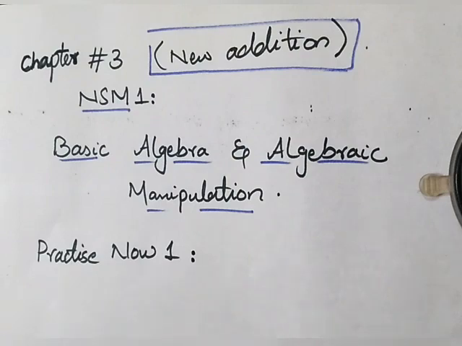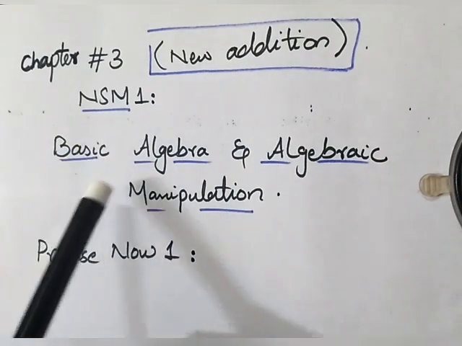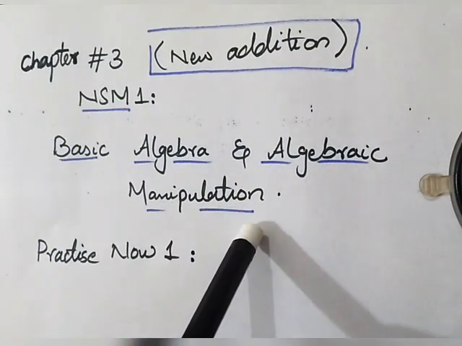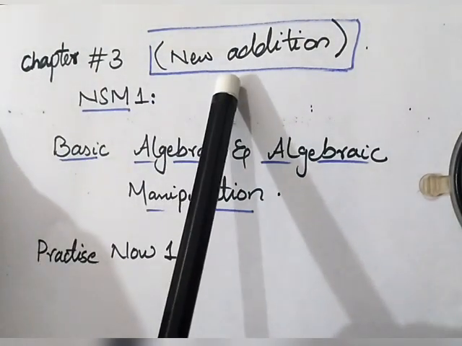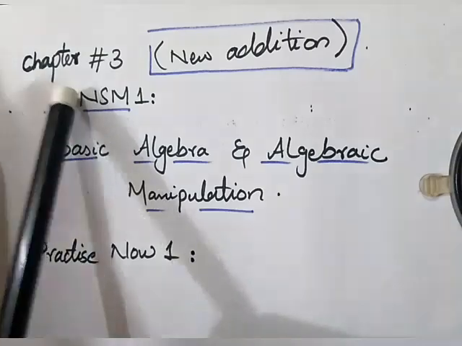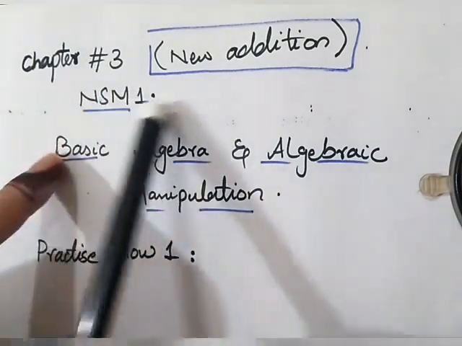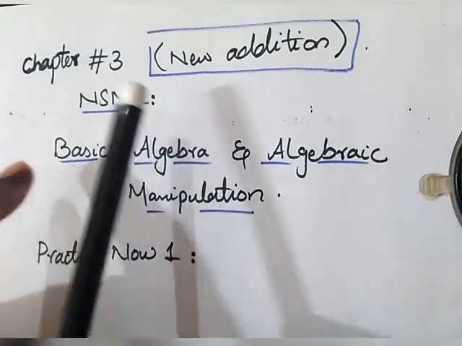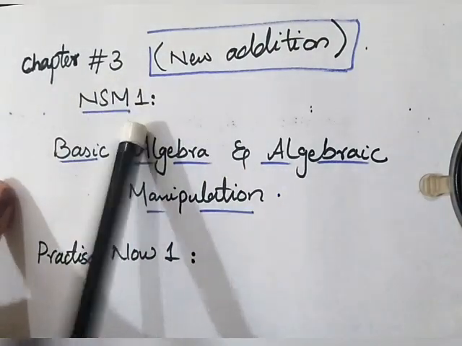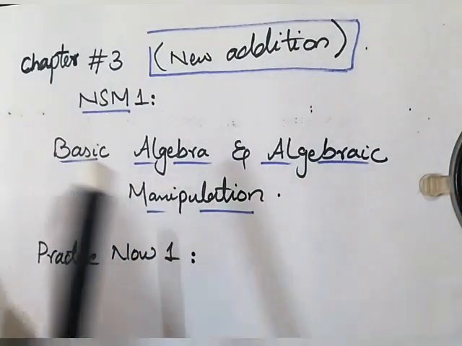Students, today I'm here with chapter 3 NSM1 Basic Algebra and Algebraic Manipulation. One thing more: it is chapter 3 in the new edition and chapter 4 in old books. The students that have new books, in which this is chapter 3, and in old books it is chapter 4. So no need to be confused about this.